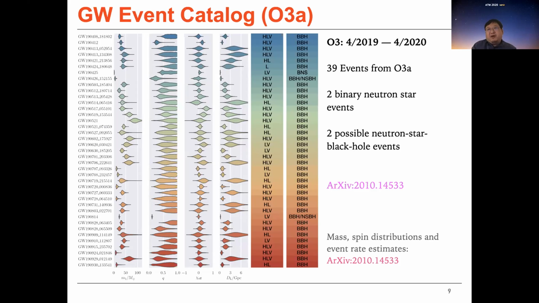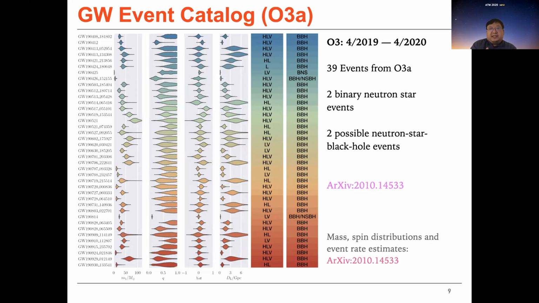It actually requires a lot more sensitivity for us to really say whether these are binary neutron stars, binary black holes, or neutron star black hole binaries. So you can refer to these two papers for details.